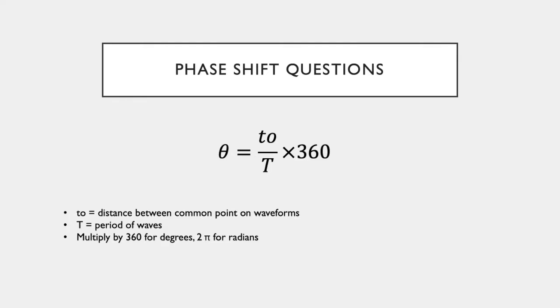So as a quick note, finding the difference in phase between two waveforms is a common question and can be found using the following formula, where t0 is the distance between two common points on the waveforms, T is the period, and you can multiply this by 360 degrees or by 2 pi radians to find your angle in degrees or radians respectively.